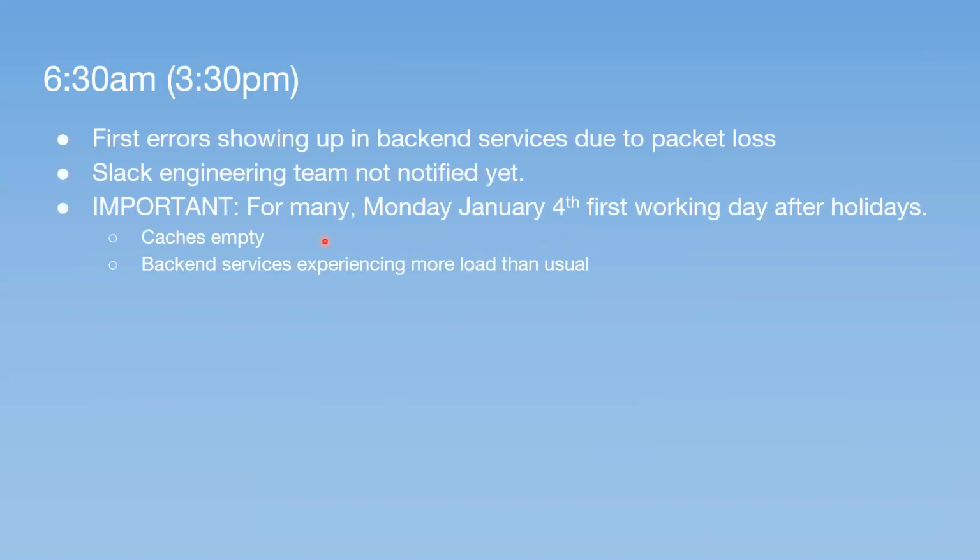So fast forward half an hour, we're at 6:30 a.m. We start to see the first errors showing up in the backend services due to this packet loss. Slack is not notified yet. And it's important to remember that this is Monday, January 4th. So for many, this is the first working day after the holidays. What that means is that any caches are empty. So in turn, the backend services are experiencing more load than usual because there are no caches to relieve the traffic, or load rather, should I say.